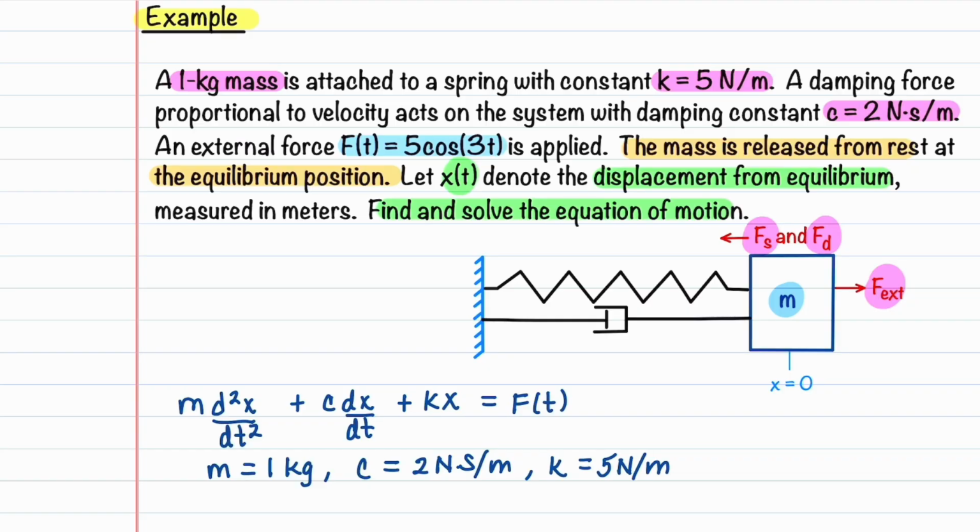Let's also write down our initial conditions. Since the mass starts at the equilibrium position, we can say that x of 0 is equal to 0, and because it's released from rest, there's no initial velocity, so dx dt at time 0 is equal to 0.